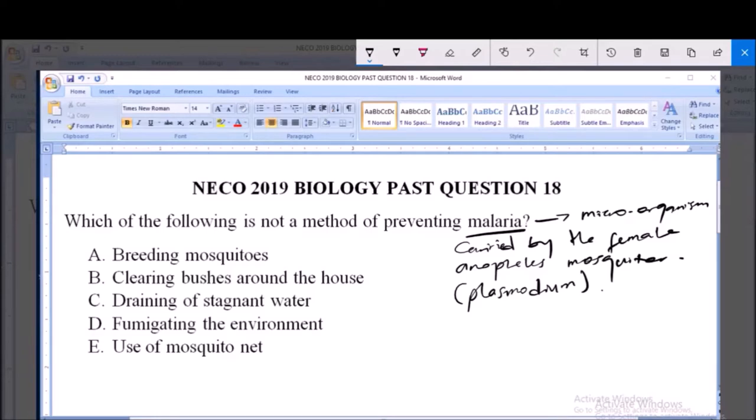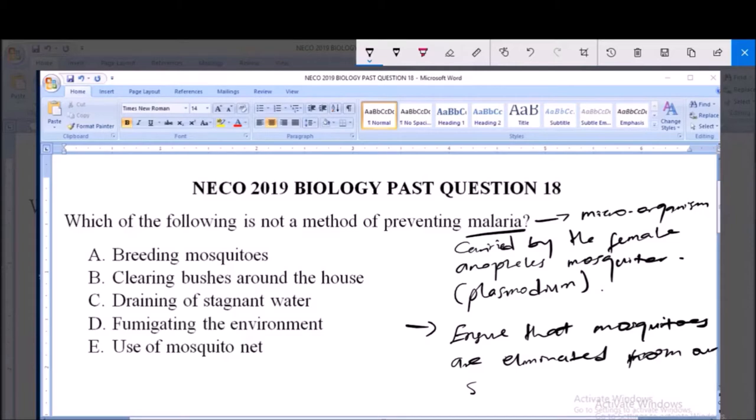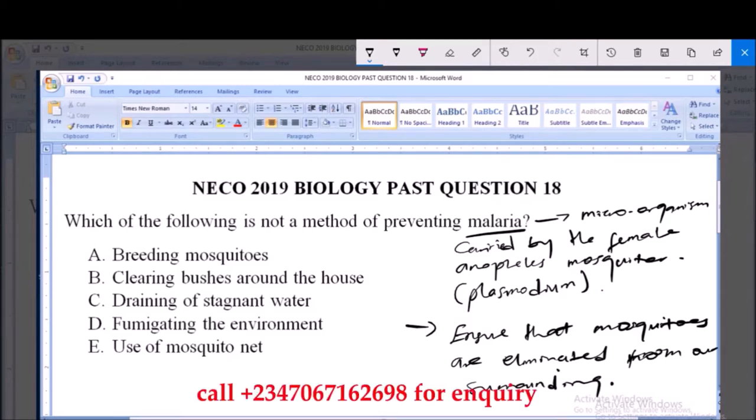Now, in order for us to prevent malaria, the best thing to do is to ensure that mosquitoes are eliminated from our environment. So eliminating those mosquitoes from our surroundings is the best way to prevent malaria. By eliminating mosquitoes from the environment, we are carrying out all the procedures involved in chasing mosquitoes out of our surroundings.